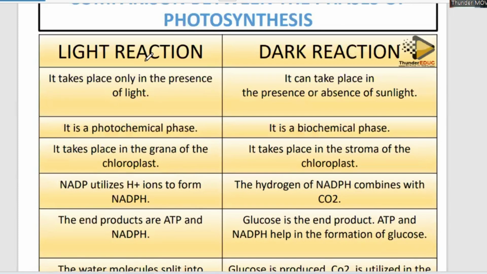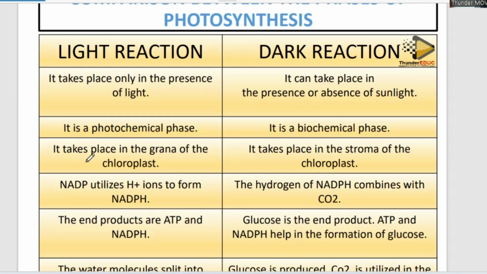The differences between the light phase and the dark phase. The light phase occurs only in the presence of light, as you hear the word, and the dark phase occurs in the absence of light. The light phase is a photochemical phase. It means that it is a process which requires light. That process is being facilitated by the light. While the dark phase is biochemical. These are biological chemical reactions which are happening.